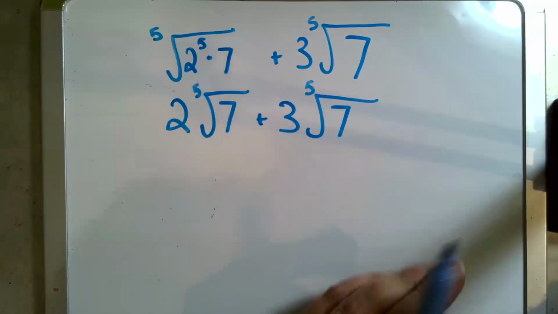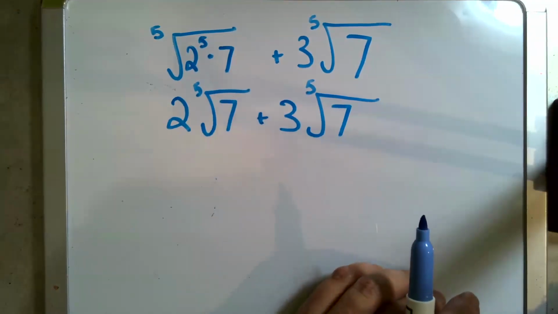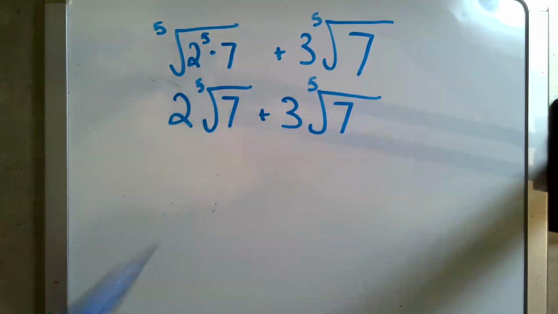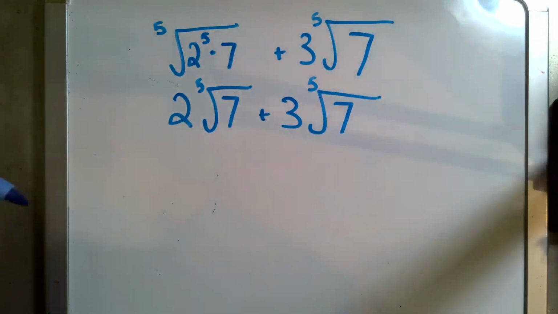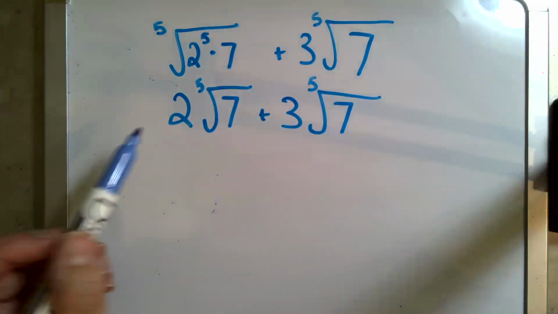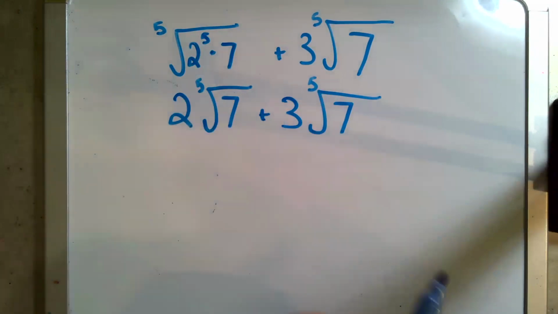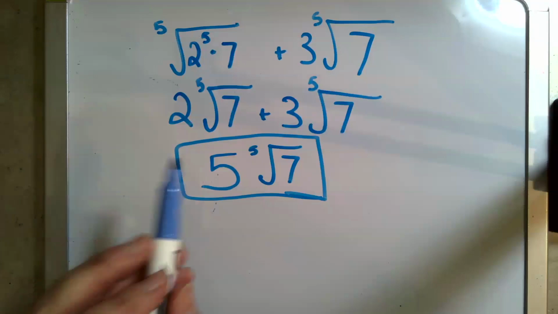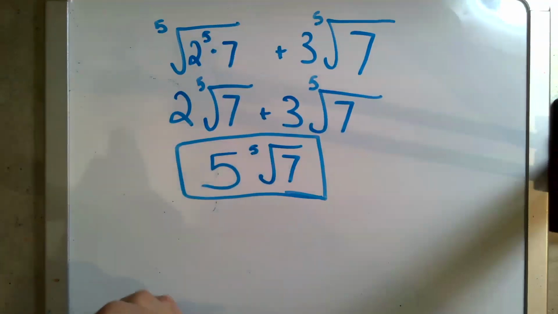root of 7. Now, here's the magic. This is what I call cow math. The fifth root of 7 and the fifth root of 7, those are the same quantity. So this is like saying 2 cows plus 3 cows, which would be how many cows? 5, that's right. And what was a cow in this case? It was a fifth root of 7. And that is our final answer, 5 fifth roots of 7.